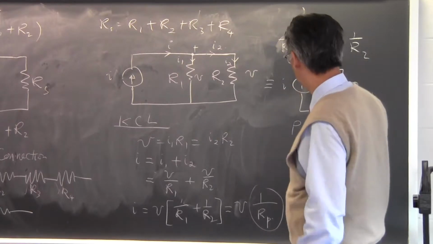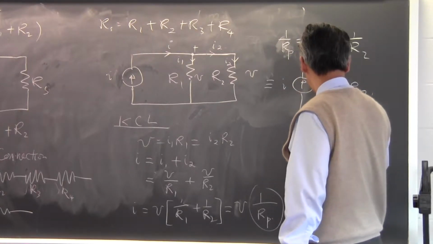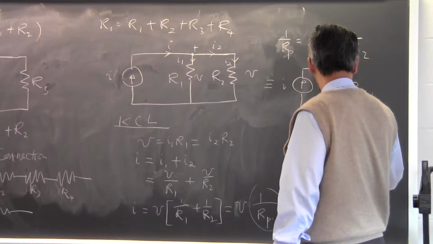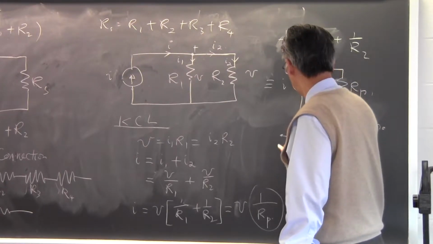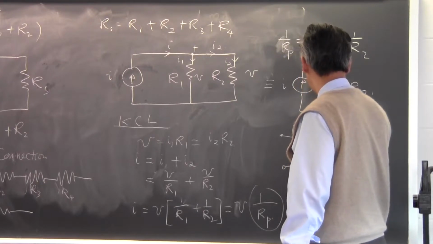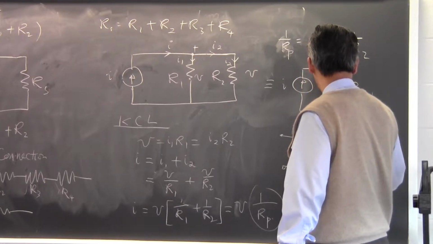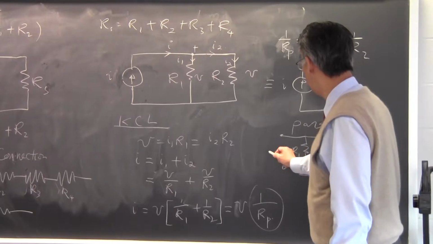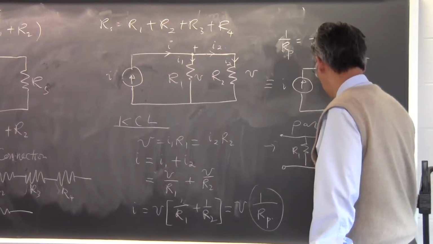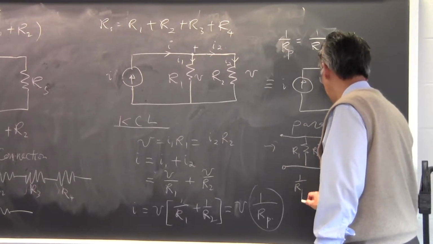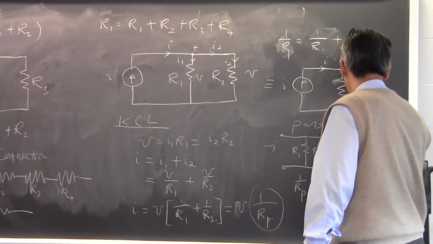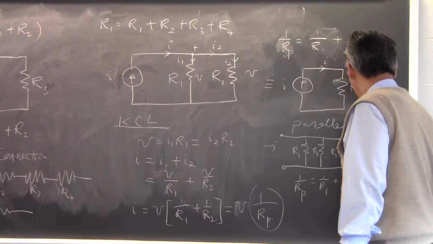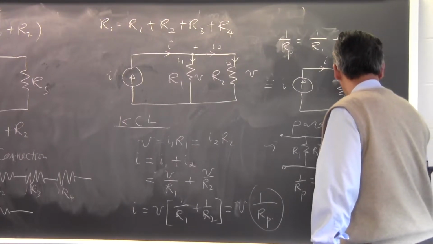So in general, if you have many resistors connected in parallel, and if you were to ask what the resistance is when they're connected in parallel, the Rp that you see in this node here is 1 over Rp is equal to 1 over R1 plus 1 over R2 plus 1 over R3 plus 1 over R4.